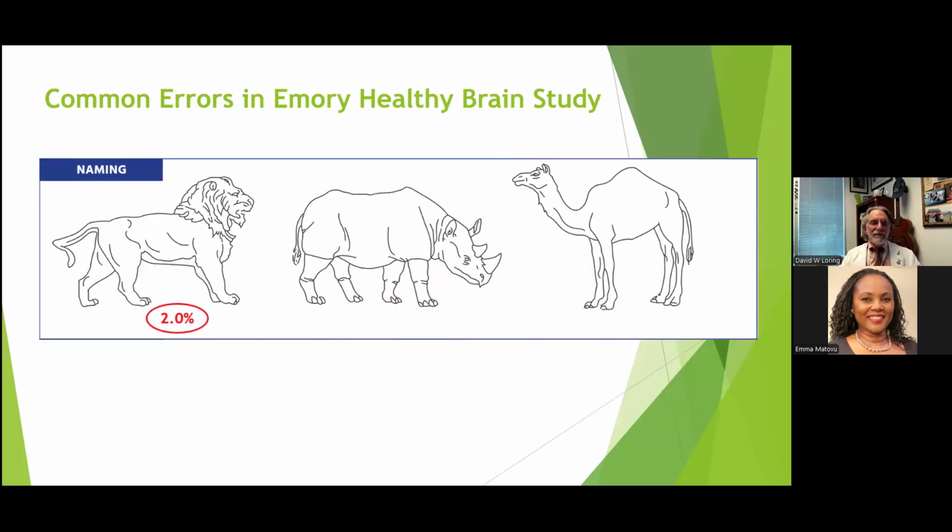Now, naming errors are rare. Lion, 2%, rhinoceros, 5%, and camel at 1%. Again, as I was putting this together and reviewing the data from the Emory Healthy Brain Study, I thought the rhinoceros being labeled hippo was going to be 10, 15, 20% or more, but I was surprised that it's really only around that 5% threshold I was talking about before. I think the common error, since it typically is hippo, reflects limited background and familiarity rather than any sort of semantic change associated with brain disease.